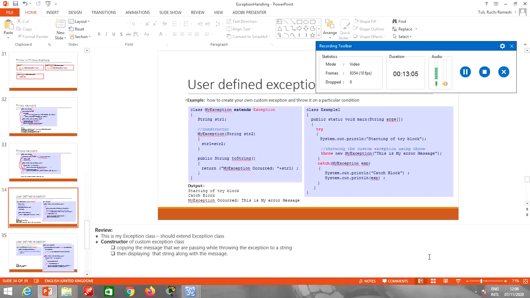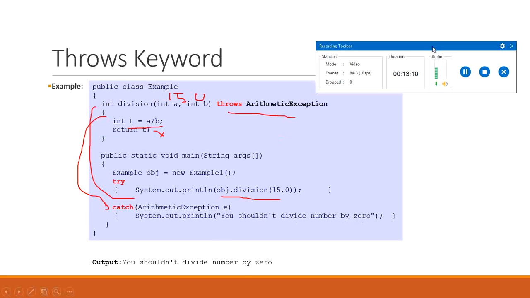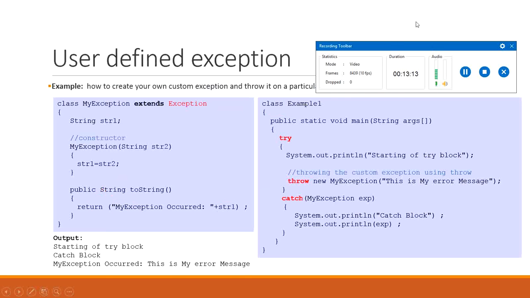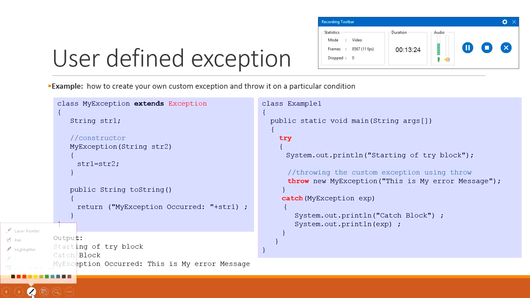These two keywords are also used with user defined exceptions. That means when we want to create our own exception. Instead of using the predefined exceptions, a user or a programmer can create their own exception. So how do we create our own exceptions?